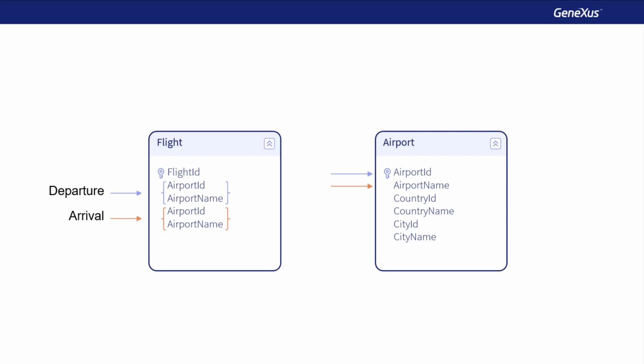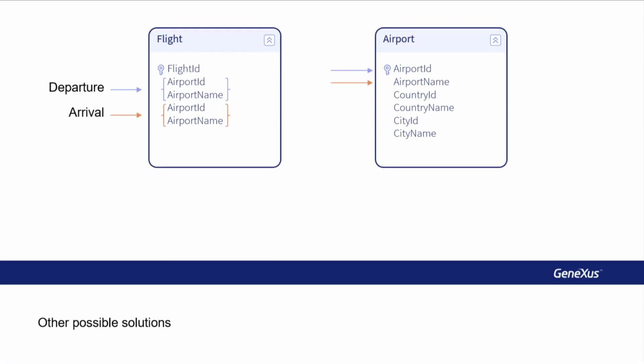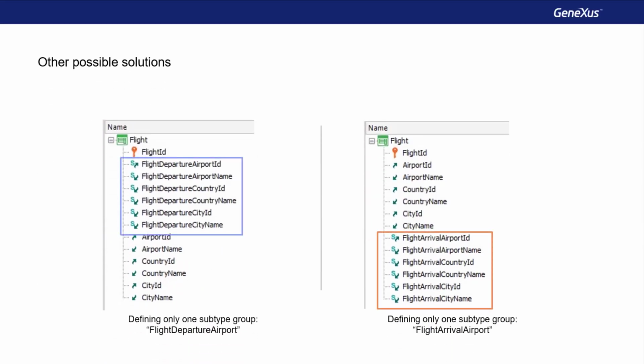We have seen how to solve a double reference to the same concept with different roles because the two airports must be obtained from the same table, where each of them had a different role. To end, it is important to know that also these could have been equally valid solutions. In the first proposal, a single group of subtypes has been defined, the one corresponding to the departure airport, and the supertype attributes were left for the entry of the destination. And this is totally valid.